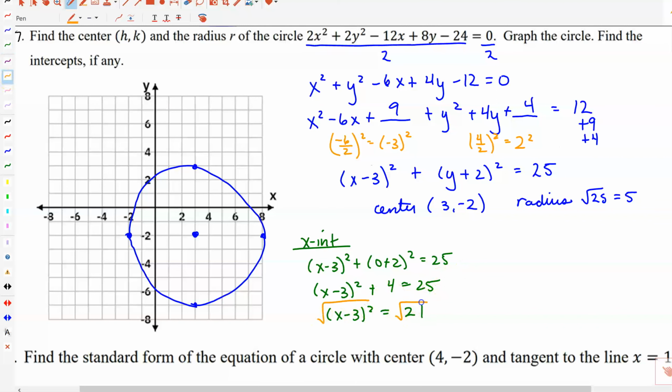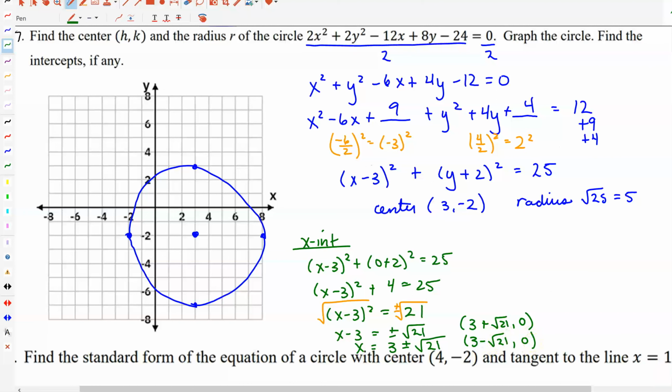To undo the square, we'll square root both sides. Don't forget about your plus or minus. So I get x minus 3 is equal to plus or minus the square root of 21. So x is equal to 3 plus or minus the square root of 21. So the ordered pairs would be (3 plus the square root of 21, 0) and (3 minus the square root of 21, 0).